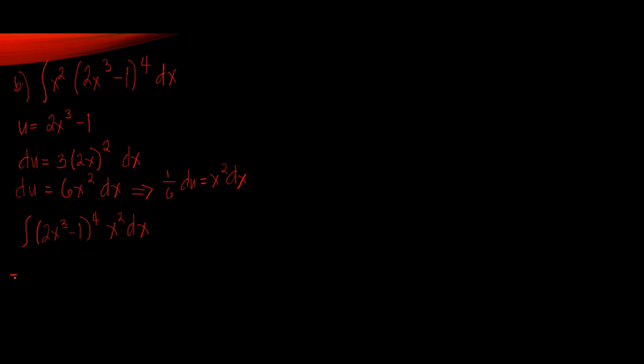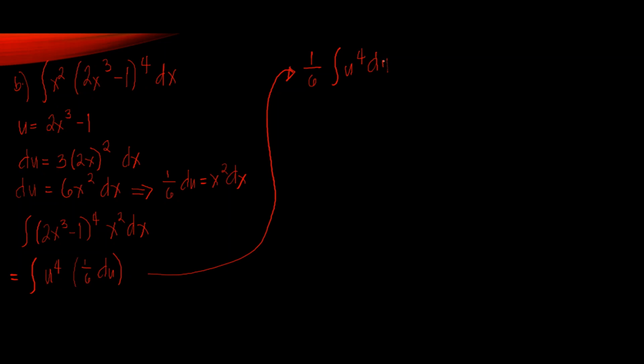Okay? So this will be equal to, 2x cubed minus 1 is u. So this is u raised to 4 times, what is x squared dx? From here, that is 1 over 6 du. Okay? So from here, pwede na tayong mag-integrate. So since meron tayong constant dito, ilabas natin, i-isolate natin. So this is 1 over 6 times the integral of u raised to 4 du.